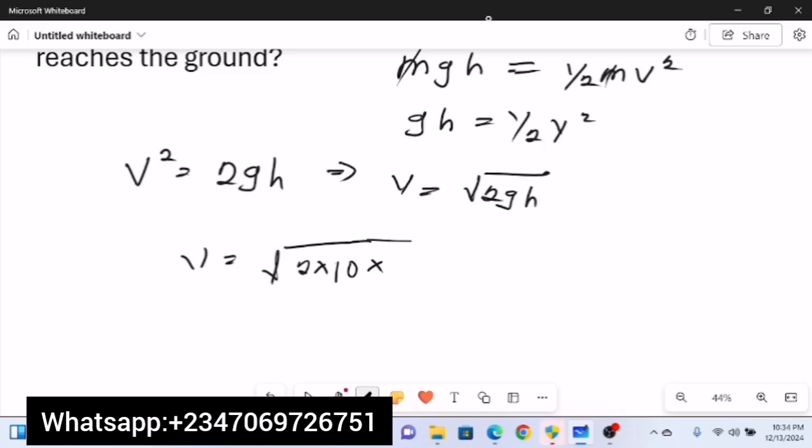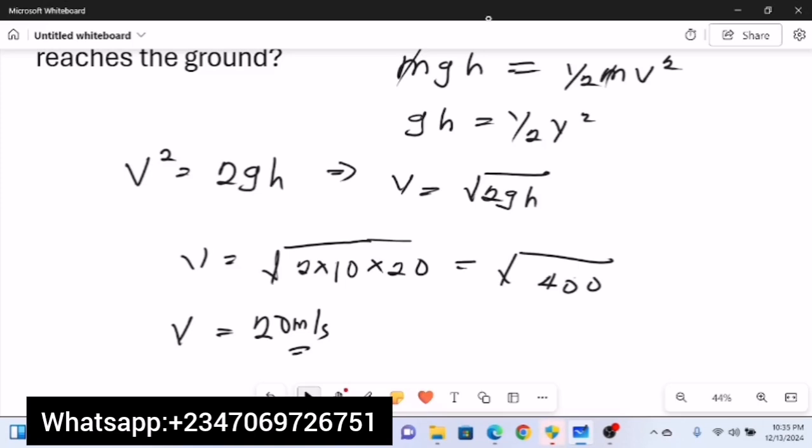Now, the height given in the question is 20 meters. So this is going to be the square root of 2 times 10 times 20. That simply gives us 400. Therefore, the value of velocity becomes the square root of 400, and the square root of 400 simply gives us 20. So it means that the velocity of the object is 20 meters per second. Alright, so for that given question, its velocity is simply 20 meters per second.